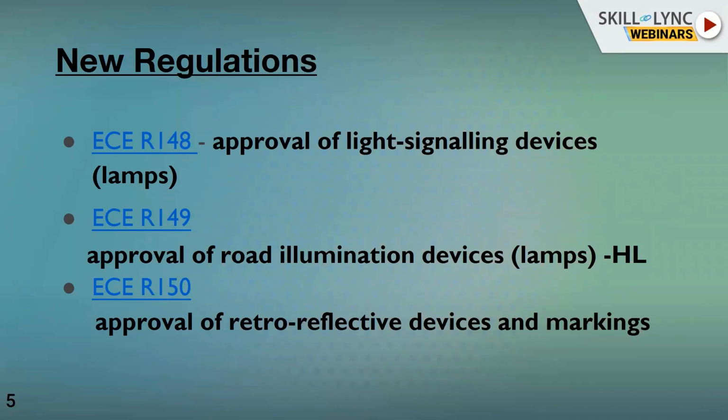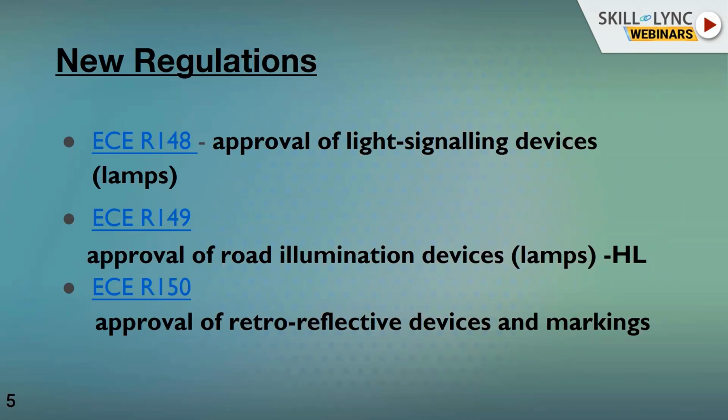So we already covered that in part one, and now all the older regulations have been removed and they only have these three regulations nowadays: that is R148, R149, R150. So R148 is the approval of the lighting devices, signaling devices basically.